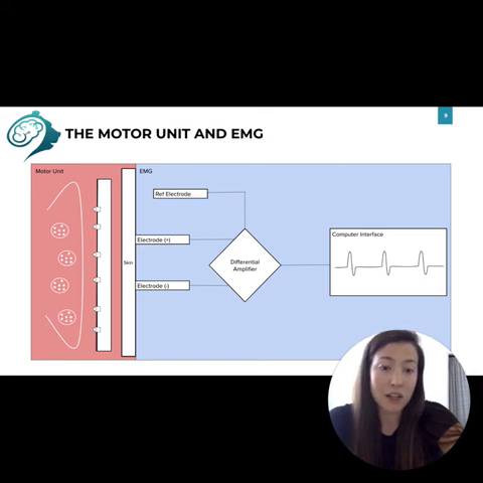But here's just a simple image of how it works. You have electrodes on the skin with some kind of amplifier. They pick up those motor unit action potentials and are decoded through some computer interface.